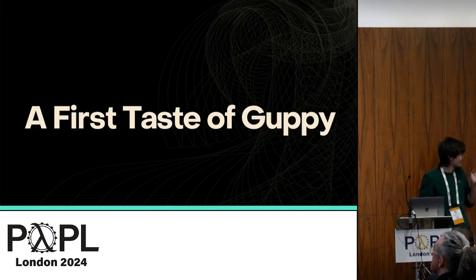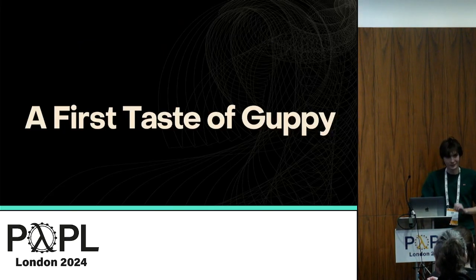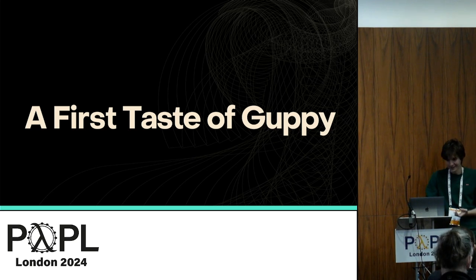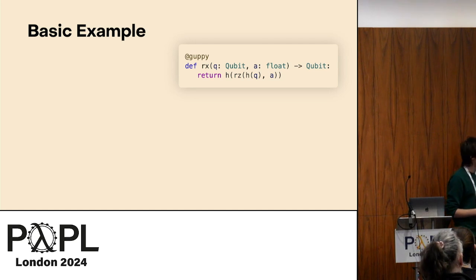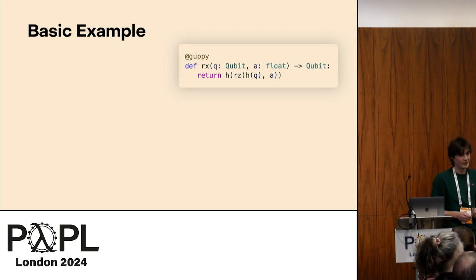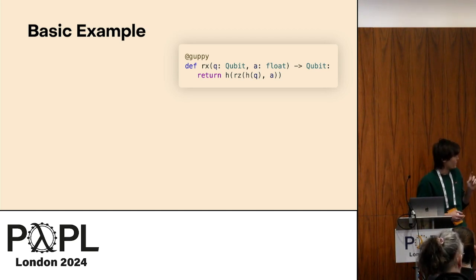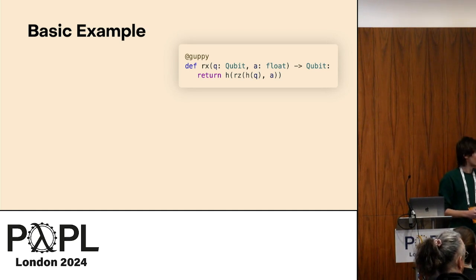I want to start by just going over some very quick examples to give you a feel of how programming in Guppy feels like. The nice thing about Python is that most people know it, so the syntax should be fairly clear, I hope. But the way you define operations in Guppy is you just write a function that looks like a regular Python function, except you stick this @guppy decorator on top. So in this example here, we're defining a function that takes one qubit as input and an extra float as input. Then we apply a Hadamard, RZ, and another Hadamard on the qubit, and then we return it.